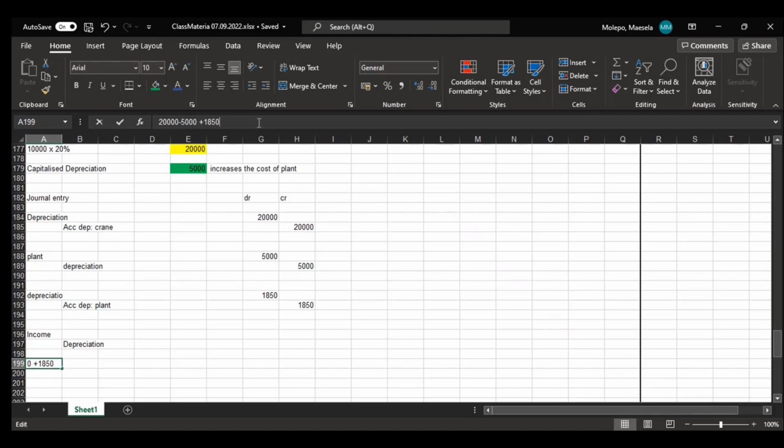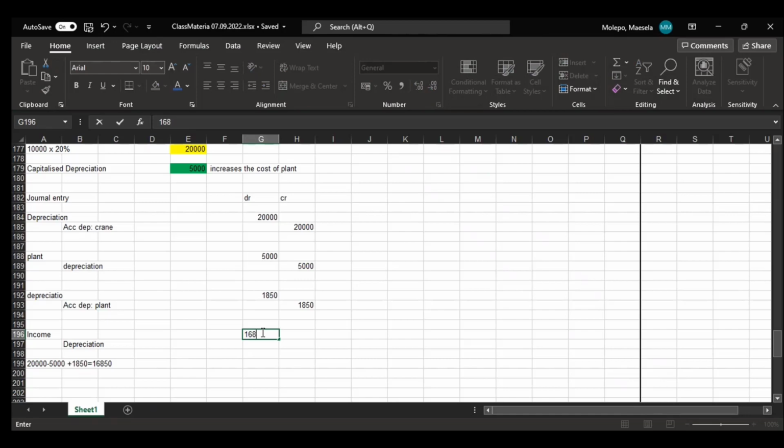So they will give us 16,850. Therefore, our 16,850. So it's like 20,000. Then this one should be minus. Then this one should be plus. Then it will be 16,850. It's gonna reduce our income, and then which it increases it will also be a reduction on our depreciation in the future purposes.